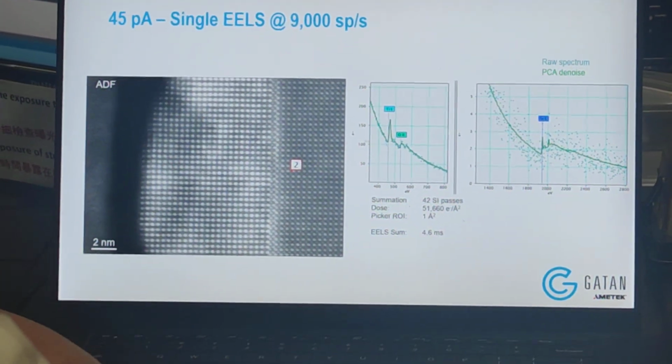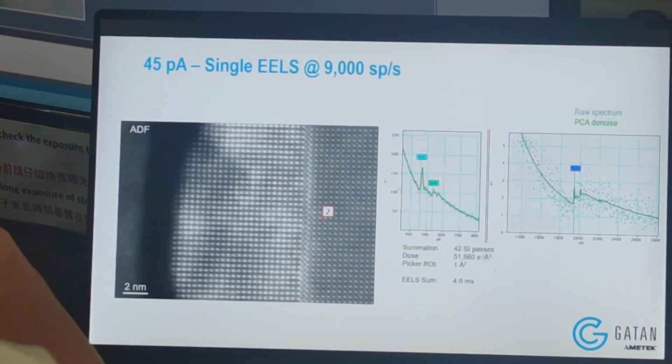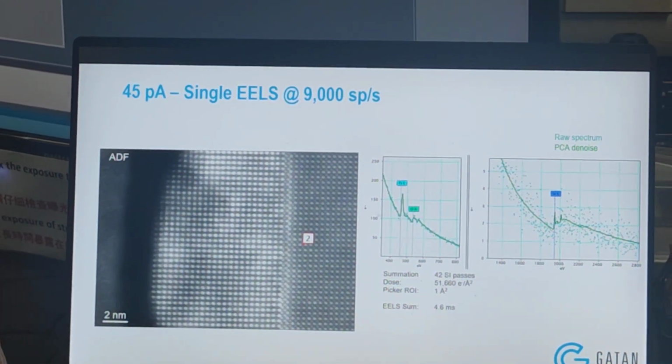You can get some chromatic aberration that couples in from the projector system on the microscope. That's right. So it might be worth changing the camera lengths and seeing if it changes. Okay.